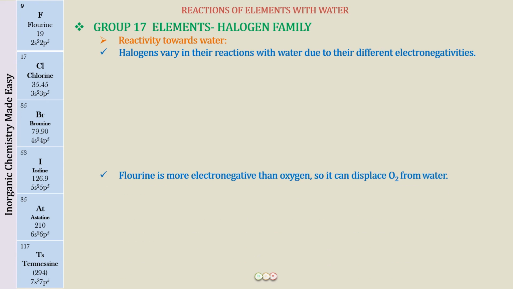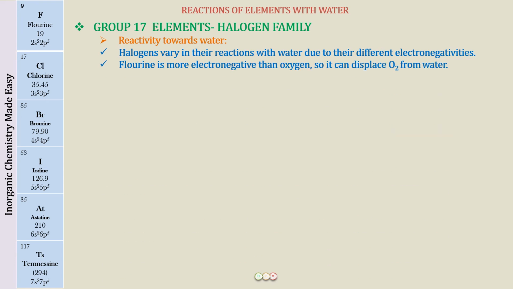So first of all, we have the reaction of fluorine. Fluorine is more electronegative than oxygen. So here, please do remember, when fluorine will be reacting with water, it will not be hydrogen gas that will be going out. Okay, so fluorine being more electronegative than oxygen, it can displace oxygen from water.